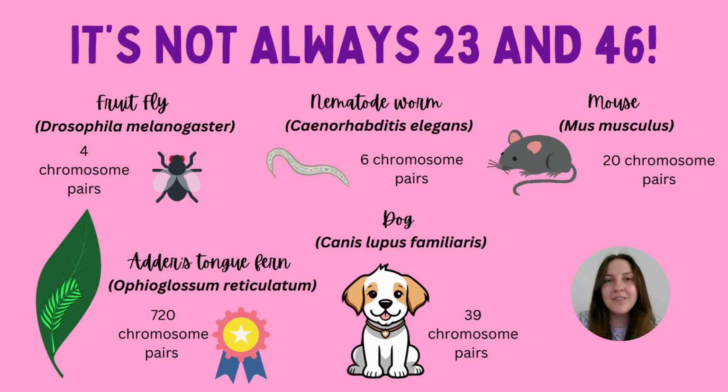And also, just as a bit of interest, really, I wanted to show you the largest chromosome number in an organism. It's actually part of the Guinness Book of World Records, and it's the adder's tongue fern. It has 720 chromosome pairs.